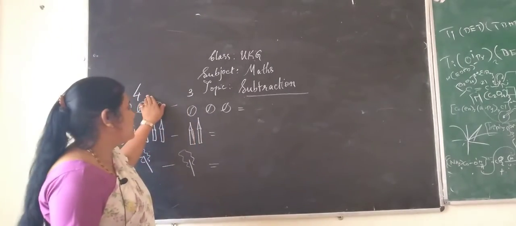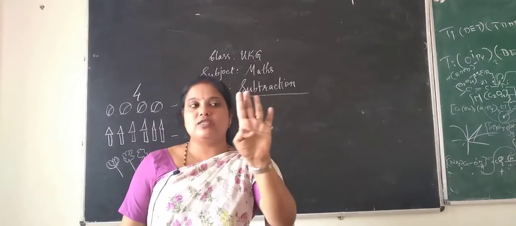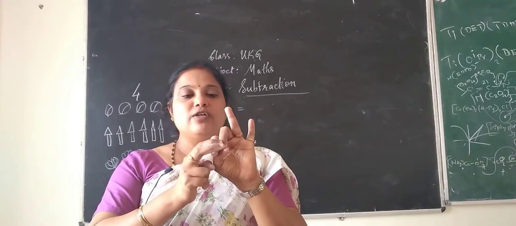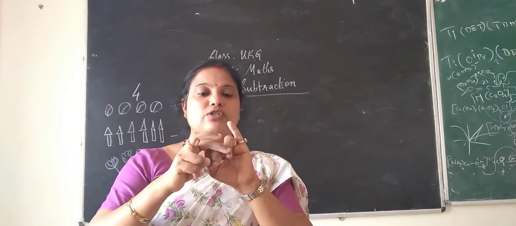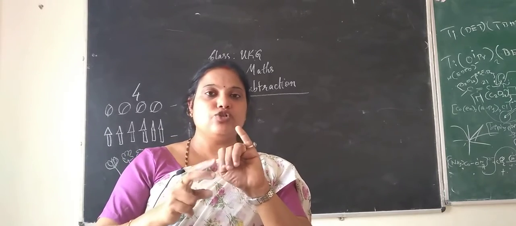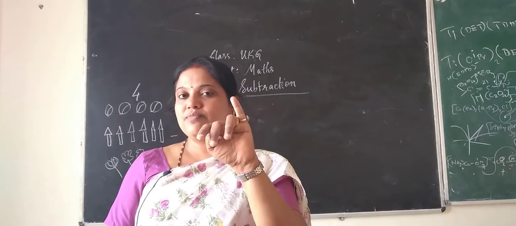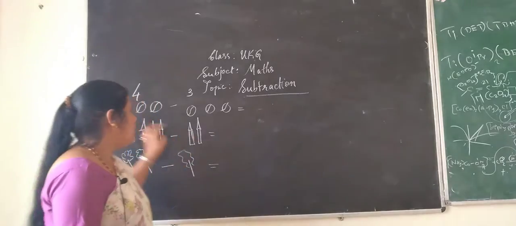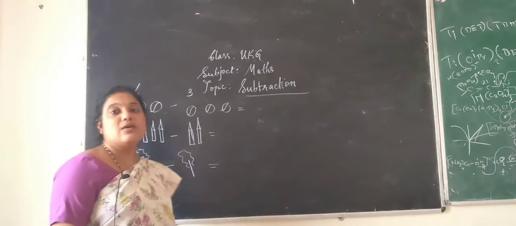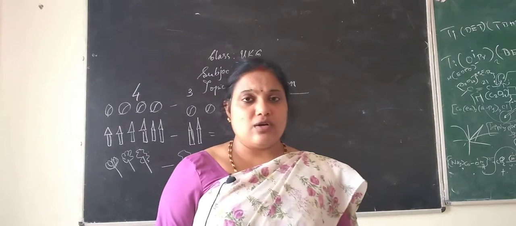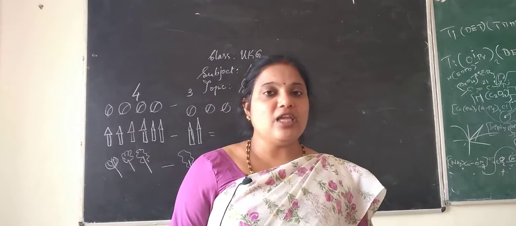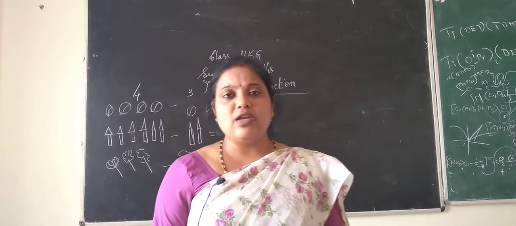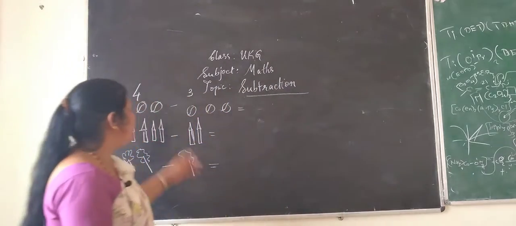You had 4 earlier. Children, just use your fingers now. 4 you had earlier. Now 1 you have given to Ram, 1 you have given to Ramesh, 1 you have given to your friend Kishore. Now what is pending with you? Only 1 ball remains with you. So this is called subtraction. You are knowing the remaining things. When things are given, what is remaining? That process we call subtraction.